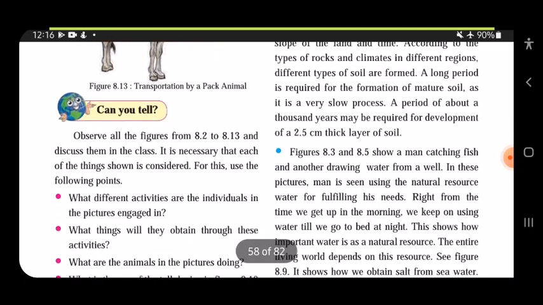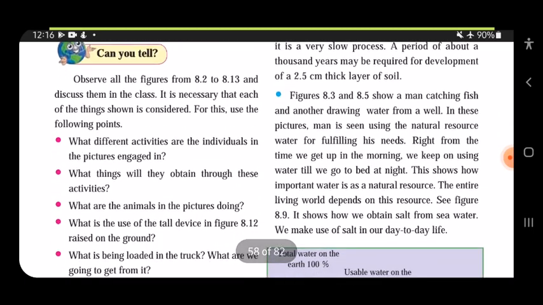Okay. Figures 8.3 and 8.4 show a man catching fish and another drawing water from a well. In these pictures, man is using the natural resource, water, for fulfilling his needs. Right from the time we get up in the morning, we keep on using water till we go to bed at night. This shows how important water is as a natural resource. The entire living world depends on this resource. We all know how important this resource, that is water, is.